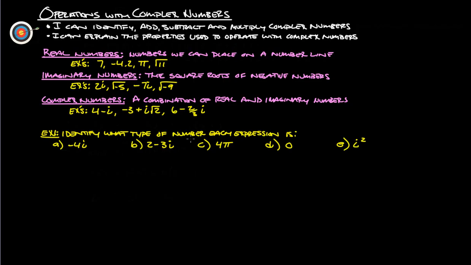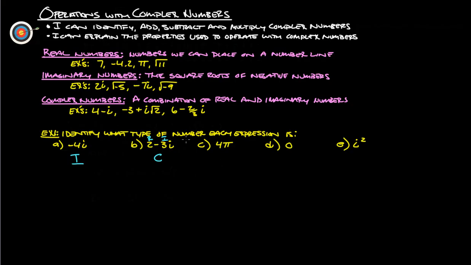So first thing, identify what type of number each expression is. So negative 4i, it does have a real number and an i, but it's just considered an imaginary number. So let's just say I for imaginary. 2 minus 3i, it's got a real number and an imaginary number. If it's got addition or subtraction, that means now we have to look at the two different parts, whereas this doesn't have subtraction, so just negative 4i, just imaginary. 2 is real, negative 3i is imaginary, so that makes this a complex number.